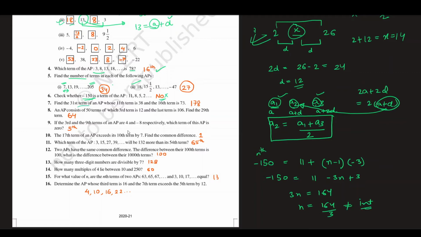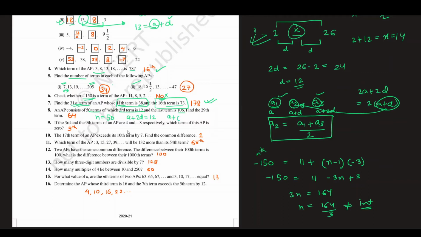Find the 31st term of an AP whose 11th term is 38 and 16th term is 73. We have seen a similar example. You just have to write these two equations and find a and d from here and find the 31st term. An AP consists of 50 terms, in which the third term is 12 and the last term is 106. So we know that n = 50. The third term can be written as a + 2d = 12.